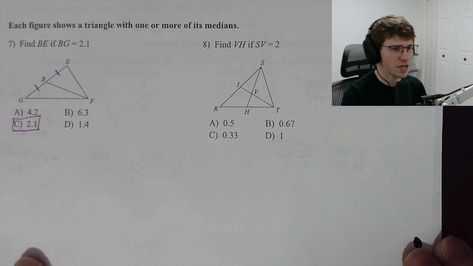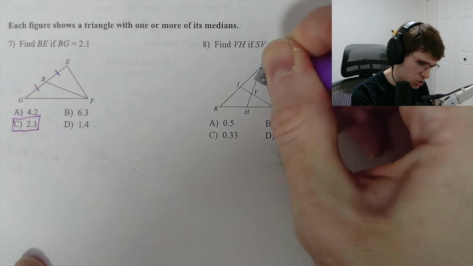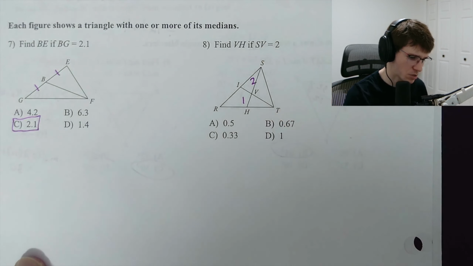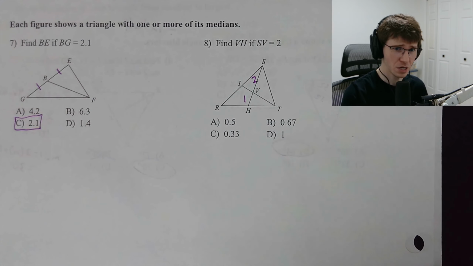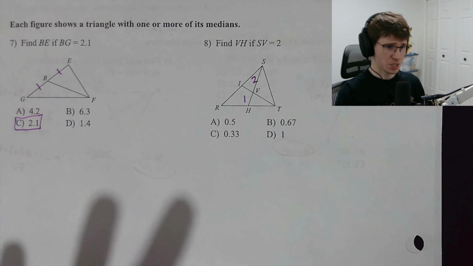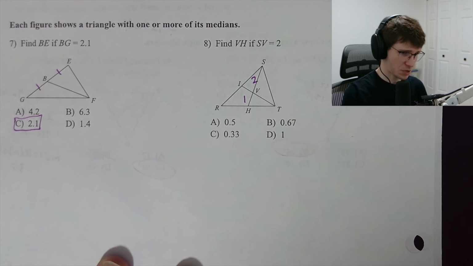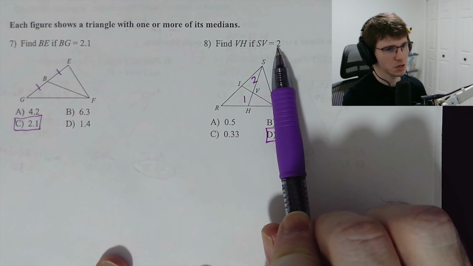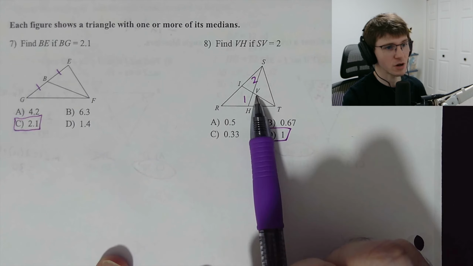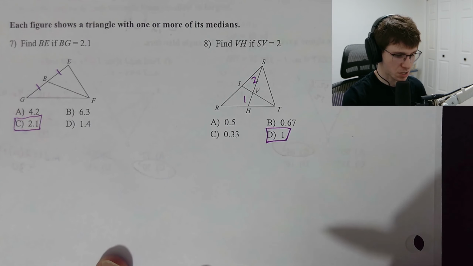Here we go to question number 8. Find VH if SV is equal to 2. So with a median, it divides in a ratio of 2 to 1. Now, note that it actually is 2 in this case. So 2 to 1 is kind of a misnomer for this exact problem, because I don't have to multiply by anything, but it just wants what that is. So you end up with this letter D here. Please note, if this was like a 6, then you would still be dividing it by 2 to figure out the shorter length. In general, that's kind of what you're doing.